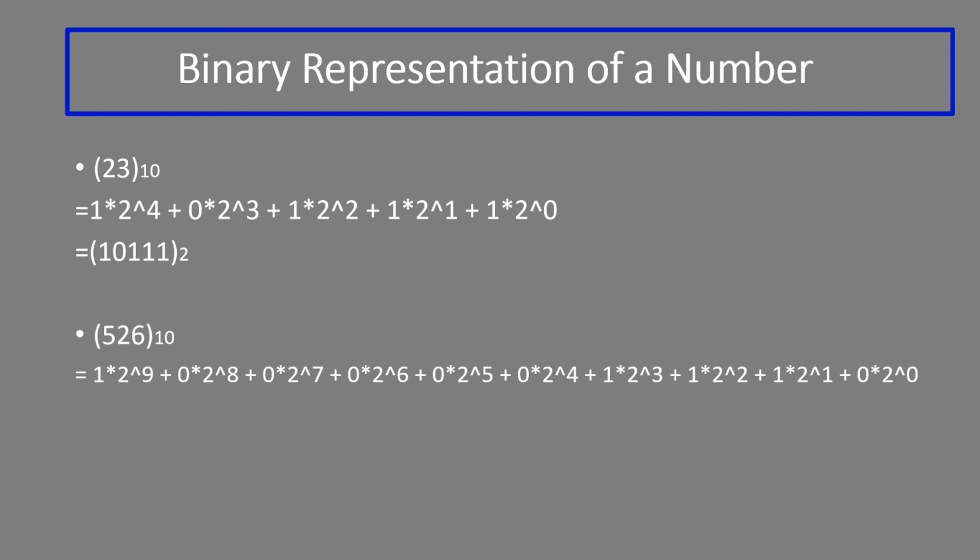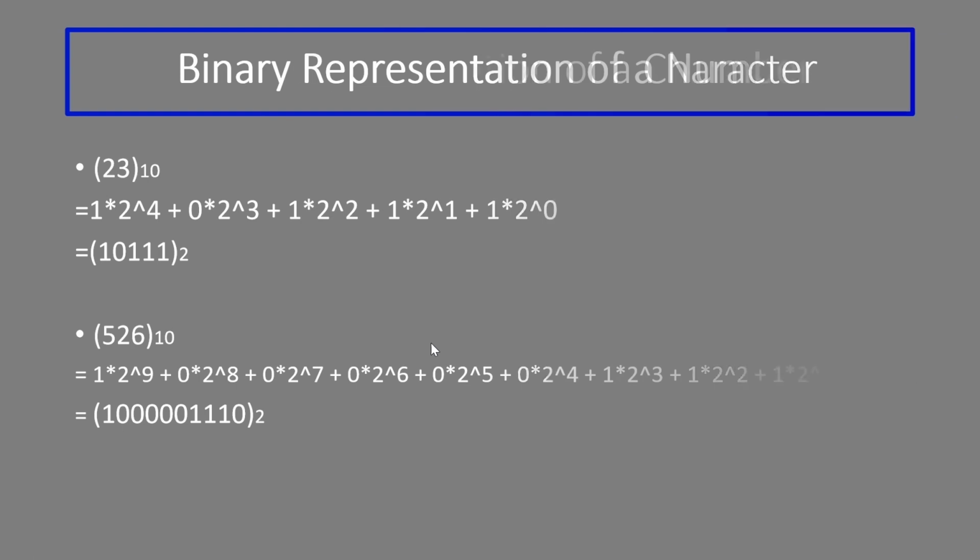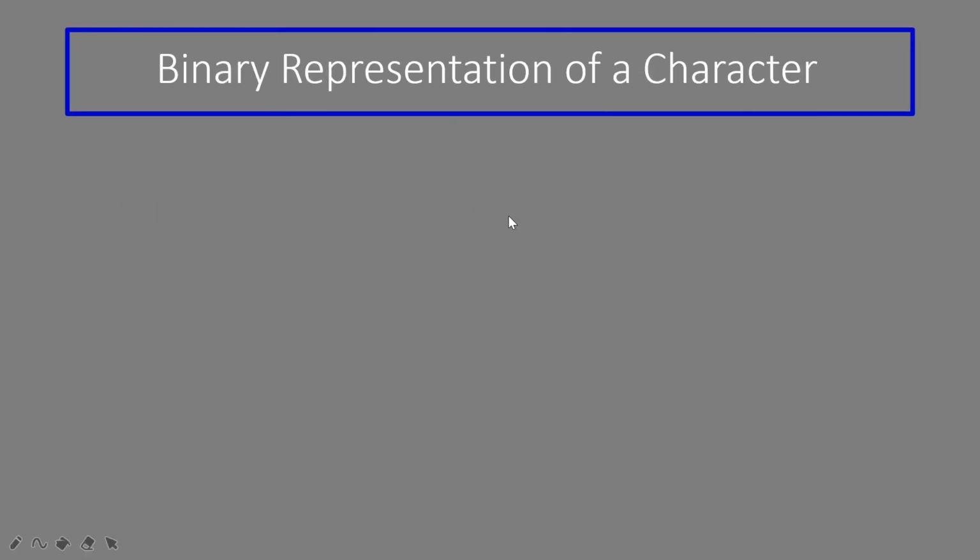So this binary format will be 1, then 5 zeros, then 1, 1, then 1 0. Okay, then let's see what the binary representation of a character can be. We have seen the binary representation of a number, right? Any integer or any number of base 10. So what can be the binary representation of a character?